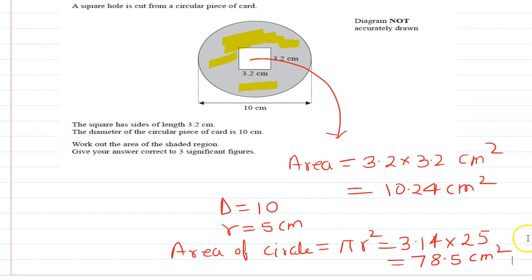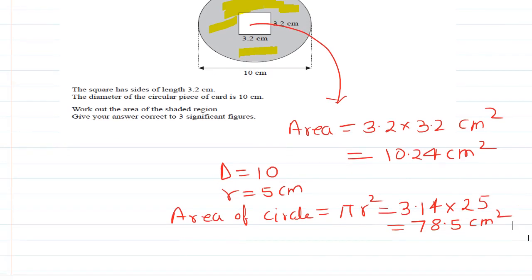Okay, so what will be the required area? From 78.5, you take away 10.24. So 78.5 take away 10.24. Let's do it. It comes to 68.26. So this is 68.26 centimeter square.